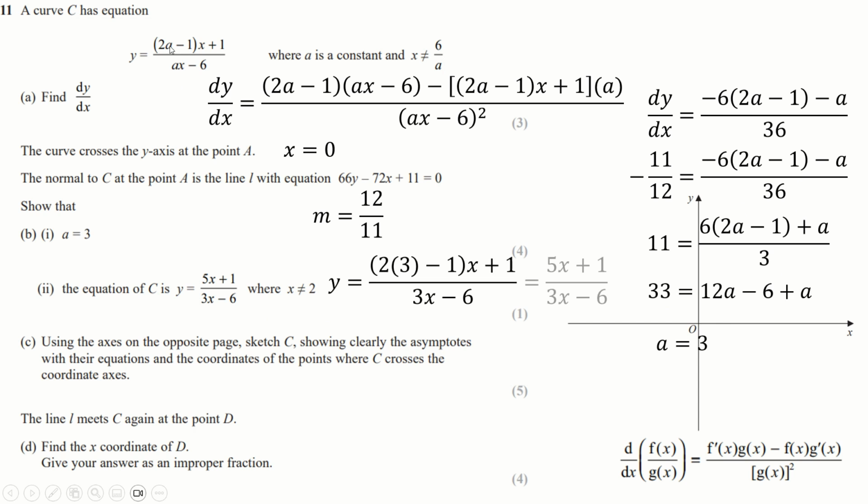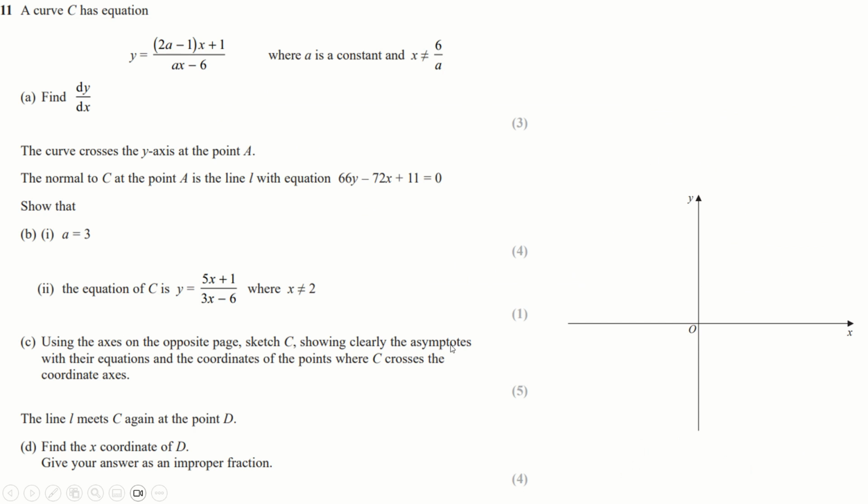I don't really know what they expect you to do to pick up the mark here, because they've told you the answer, so sure. Using the axis on the opposite page, sketch C. So okay, we've got an asymptote at x equals 2, because if you put 2 in here, you'll be dividing by 0, so that's one asymptote. You've also got an asymptote at 5 over 3. More specifically, y equals 5 over 3.